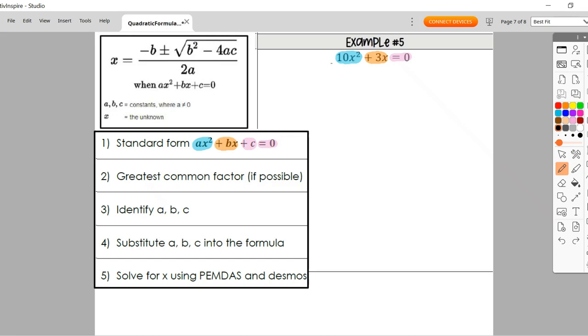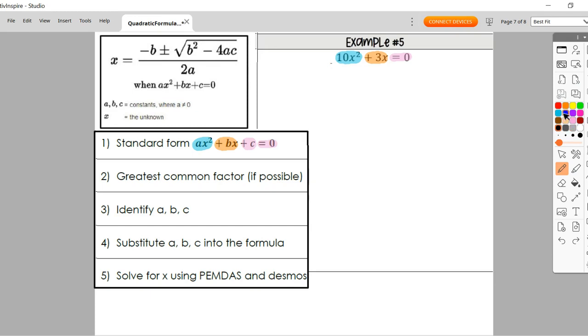I'll check if there's a greatest common factor if possible. Always want to do that. But I look and see I have the numbers of 10x squared and 3x. So that's not going to be divisible by a common number. They both do have an x, but I want to keep it in this standard kind of format. Only looking for our numbers greatest common factoring out.